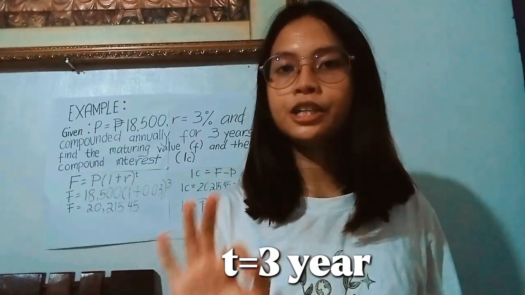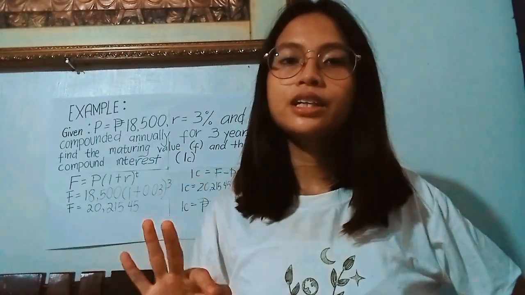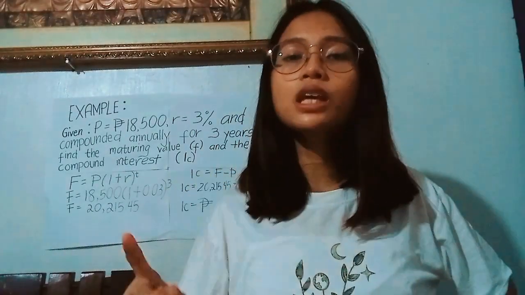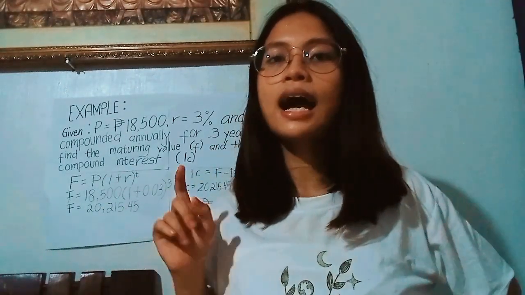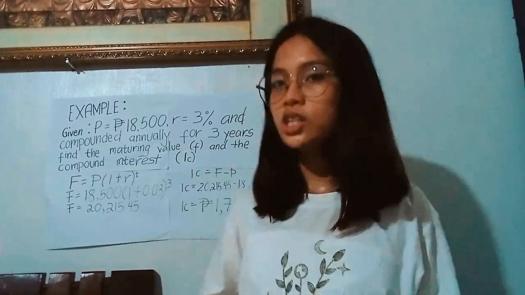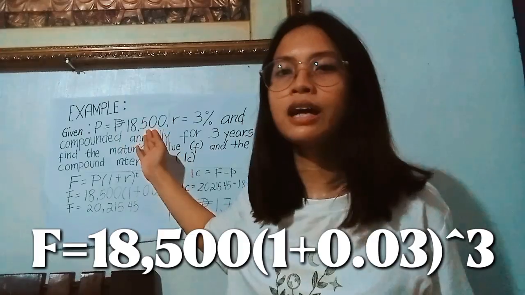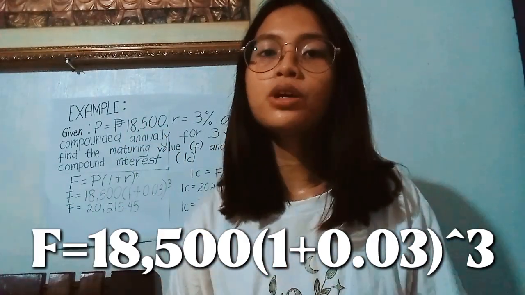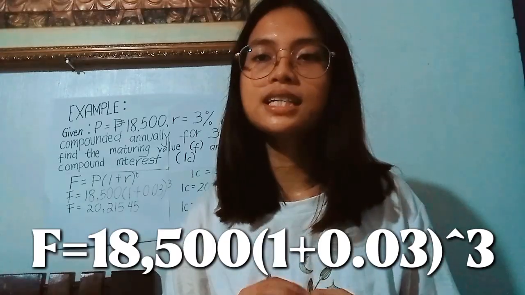Next naman natin is yung time. Yung time naman natin is compounded in 3 years. So, ang T natin is equal to 3 years. So, using these values for P, R, and T, you will substitute this sa ating formula. So, your F is equal to the principal which is 18,500 times (1 plus your rate which is 0.03) raised to T which is 3 years.